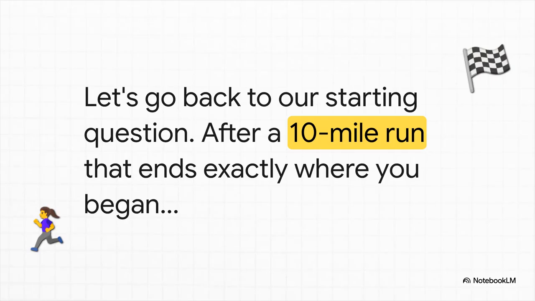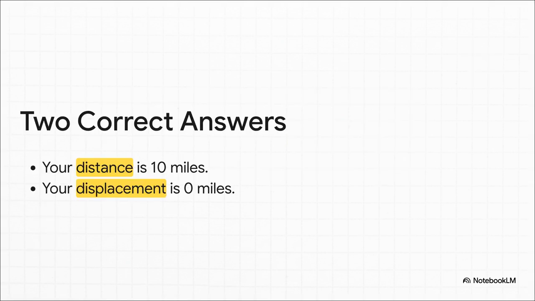Okay, so now we're ready. We can go all the way back to our runner and finally solve that puzzle with the mind of a physicist. So, how far did you go? Turns out, both answers are correct. Your distance, the total ground your feet covered, is absolutely 10 miles. But your displacement, your overall change in position from start to finish, is 0. You ended up exactly where you started.